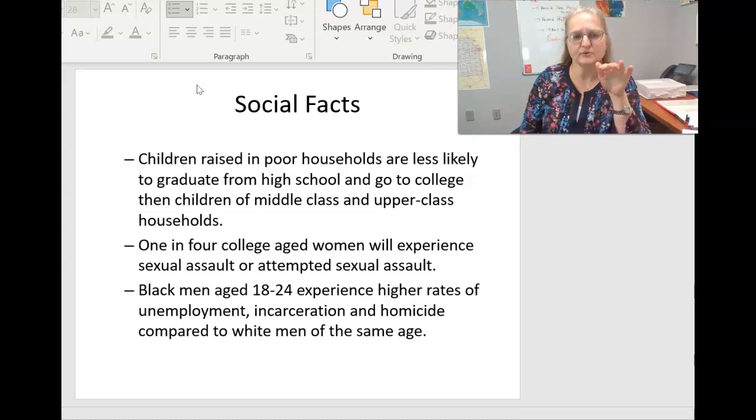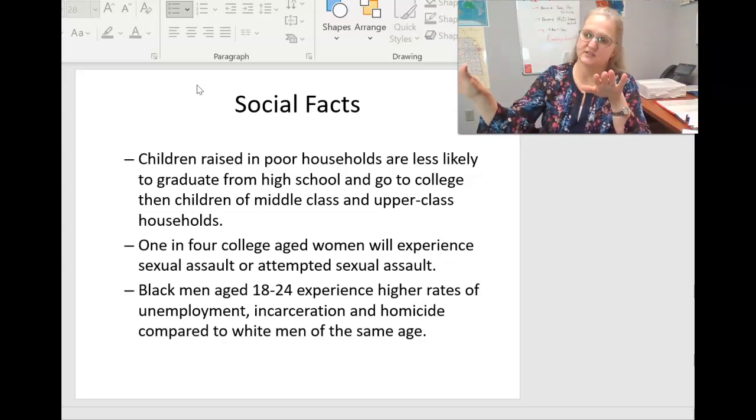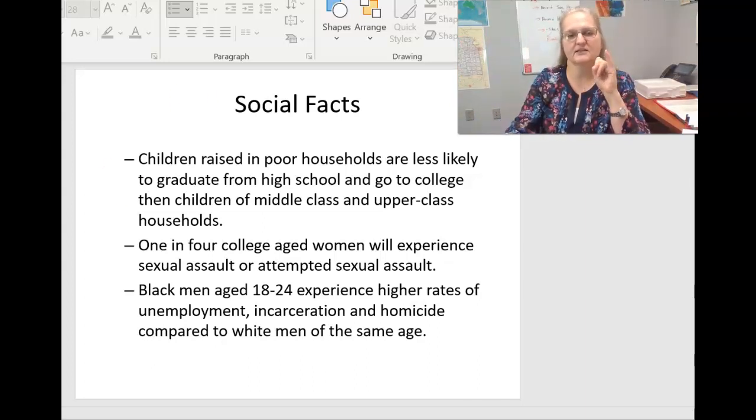And so there are three social facts that I'm asking you to consider for this activity, and your challenge is to take one of those sociological theories and apply it to one of these social facts. The first fact: children who are raised in poor households are less likely to graduate high school and go to college than those in middle class and upper class households. That's just a fact, right? Basically, poor kids don't go to college as much as privileged kids. Your challenge is to take one of these theories and explain why. How do you explain this social fact?